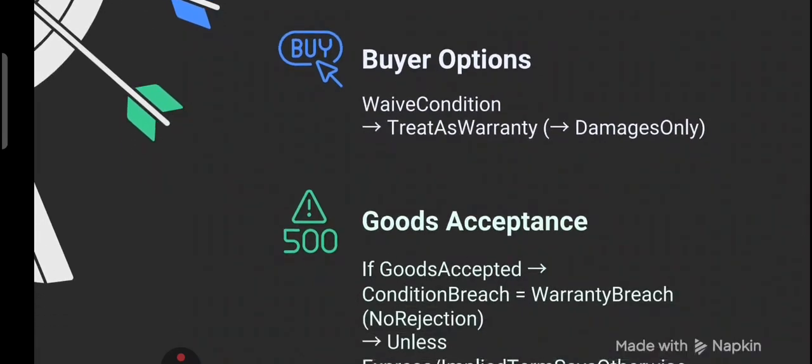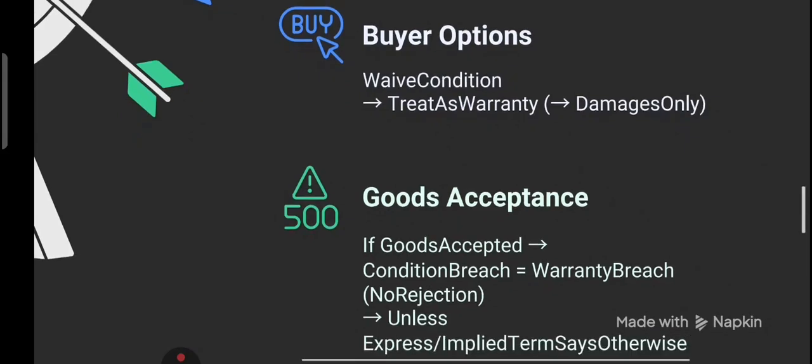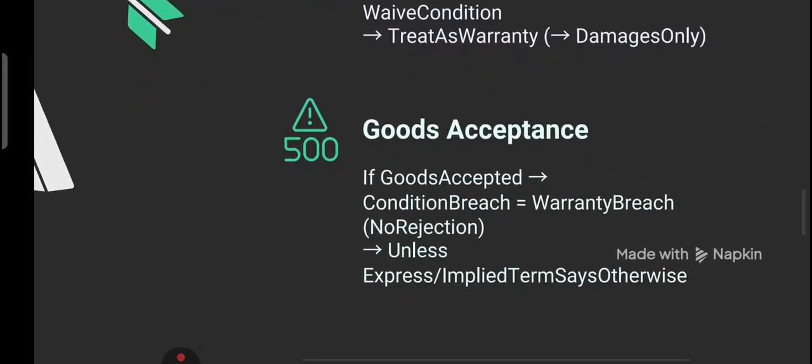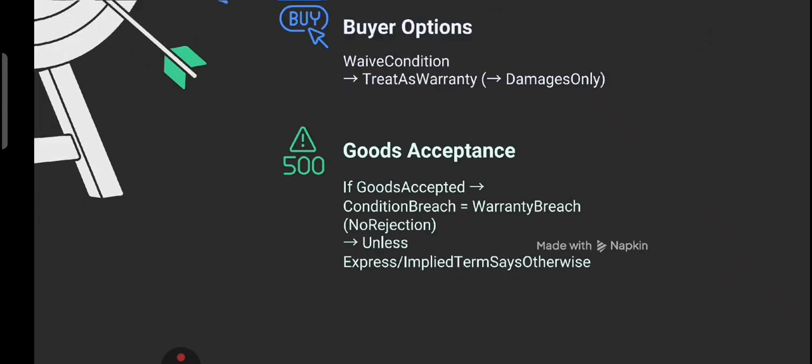Now the question is, what if the buyer accepts the goods? If the buyer accepts the goods even with a problem, it is treated as a warranty breach, which means just damages. The buyer can't reject the goods later unless the contract says otherwise. So once you accept, your choice narrows, so inspect carefully. This is a very important point.